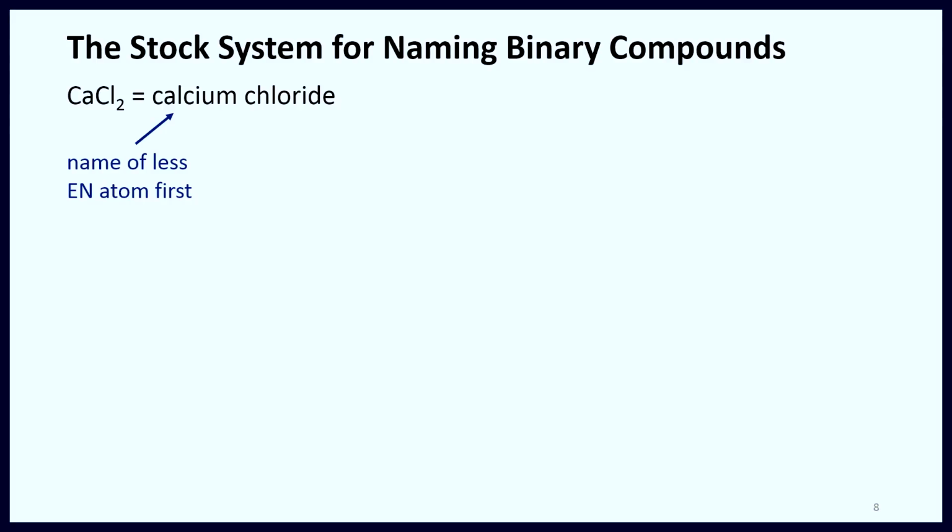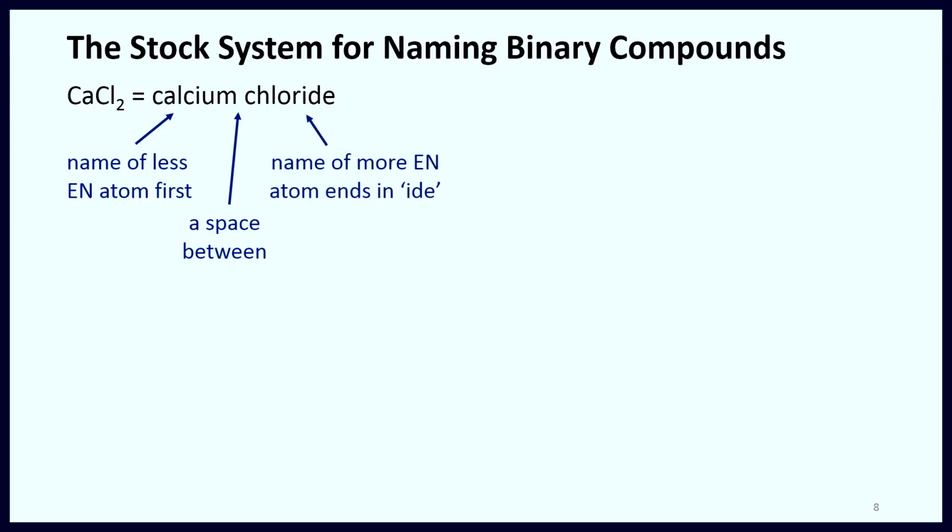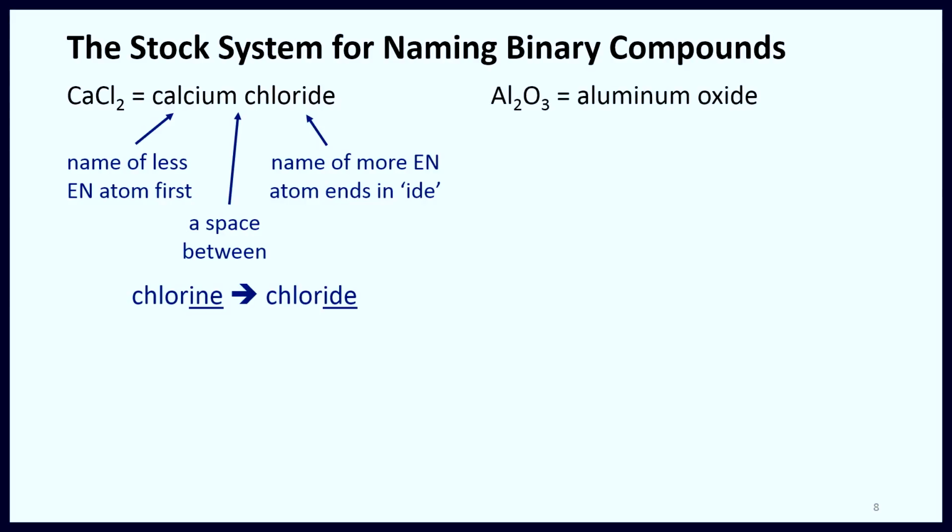In the Stock system, the name of the less electronegative atom is written first, followed by a space, and then the name of the more electronegative atom is listed last, and the ending is changed to -IDE. So in the case of chlorine, the ending must be changed to -IDE: chloride. Here's another example. Al2O3 is named aluminum oxide.